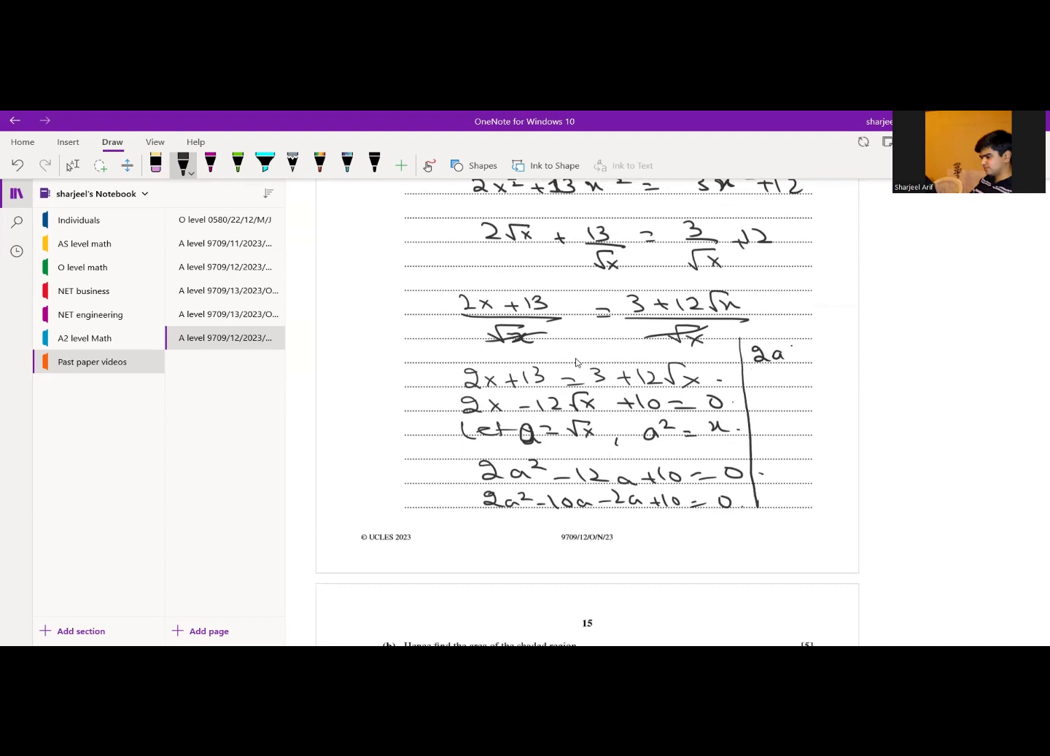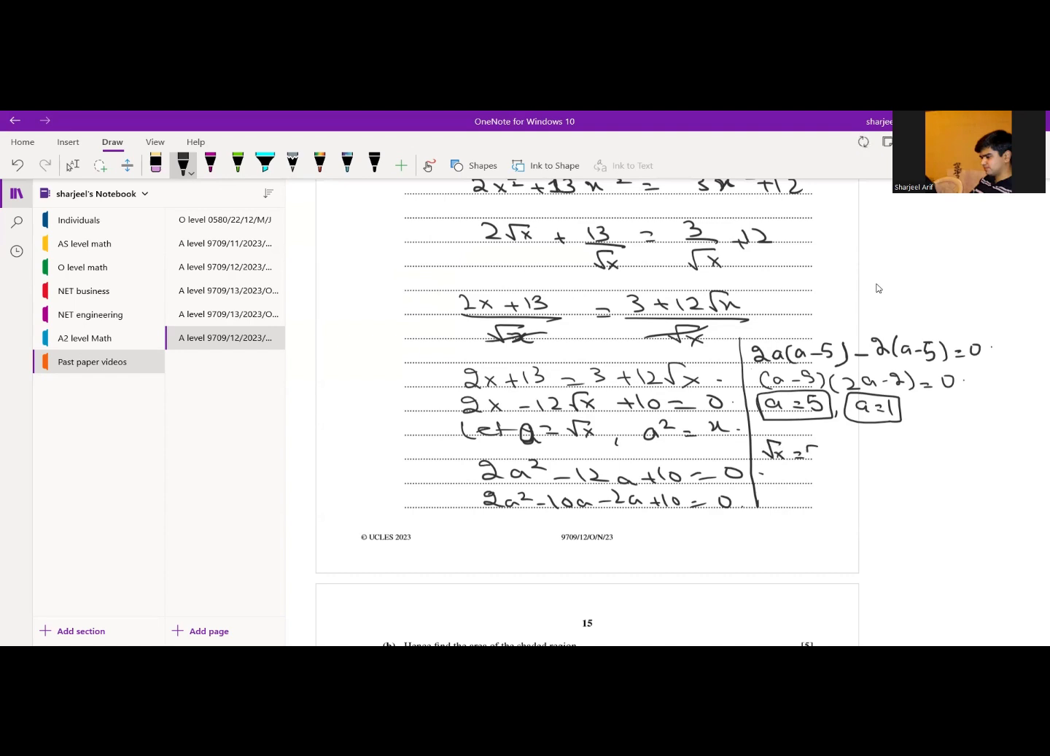This will become 2a(a - 5) - 2(a - 5) = 0. So (a - 5)(2a - 2) will be equal to 0. So either a equal to 5 or a equal to 1. These are the two values of a. We have to find the value of x.